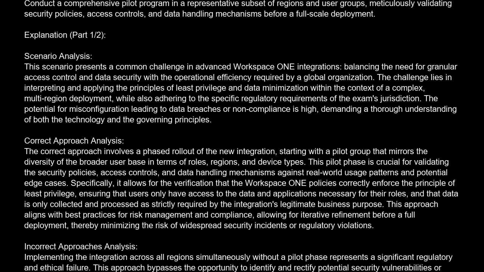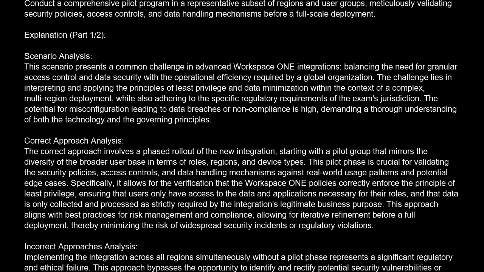Explanation. Scenario analysis. This scenario presents a common challenge in advanced Workspace ONE integrations, balancing the need for granular access control and data security with the operational efficiency required by a global organization. The challenge lies in interpreting and applying the principles of least privilege and data minimization within the context of a complex, multi-region deployment, while also adhering to the specific regulatory requirements of the exam's jurisdiction. The potential for misconfiguration leading to data breaches or non-compliance is high, demanding a thorough understanding of both the technology and the governing principles.